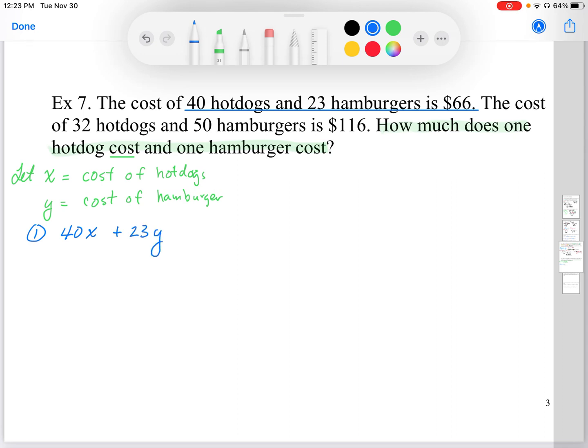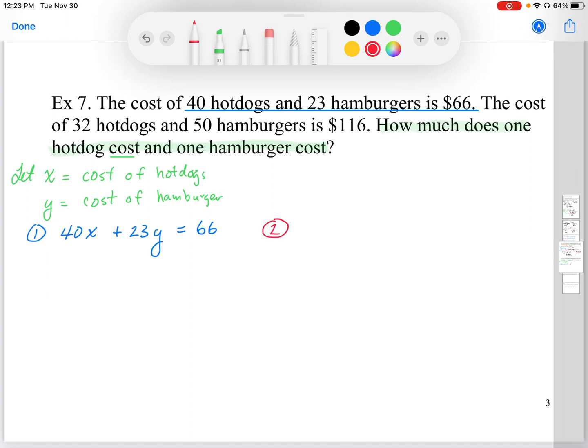We have to multiply that by the cost of the hamburger, and that gives me the cost we paid for the hamburgers. And in total, that's going to equal $66. So I have dollars plus dollars equals dollars. That's all consistent. So there's my first relationship.